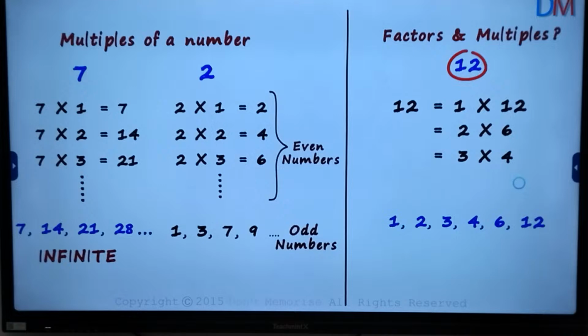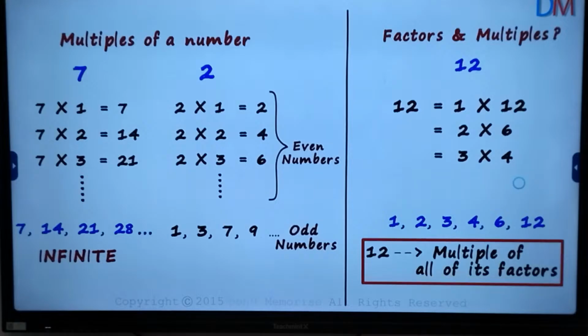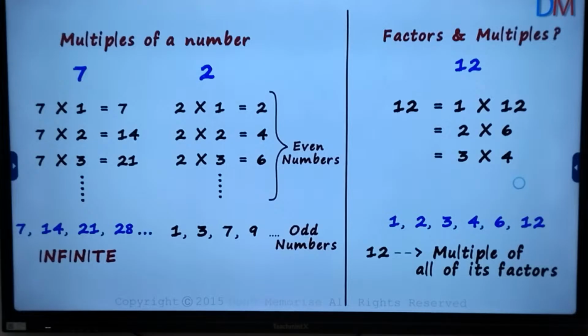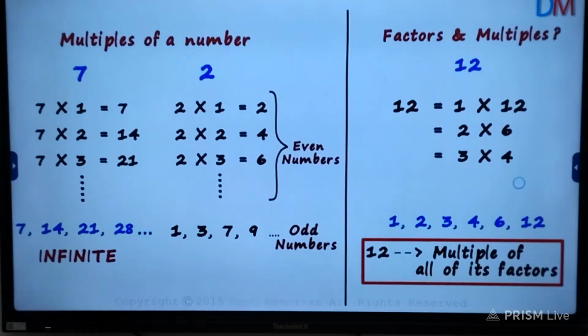Now observe the number 12 in relation with these numbers. 1 multiplied by 12 gives us 12, so 12 is a multiple of 1. 2 multiplied by 6 gives us 12, so 12 is also a multiple of 2. 3 times 4 gives us 12, and so on. What does this imply? The number 12 is a multiple of all its factors. Yes, this is always true. A number is always a multiple of all its factors.